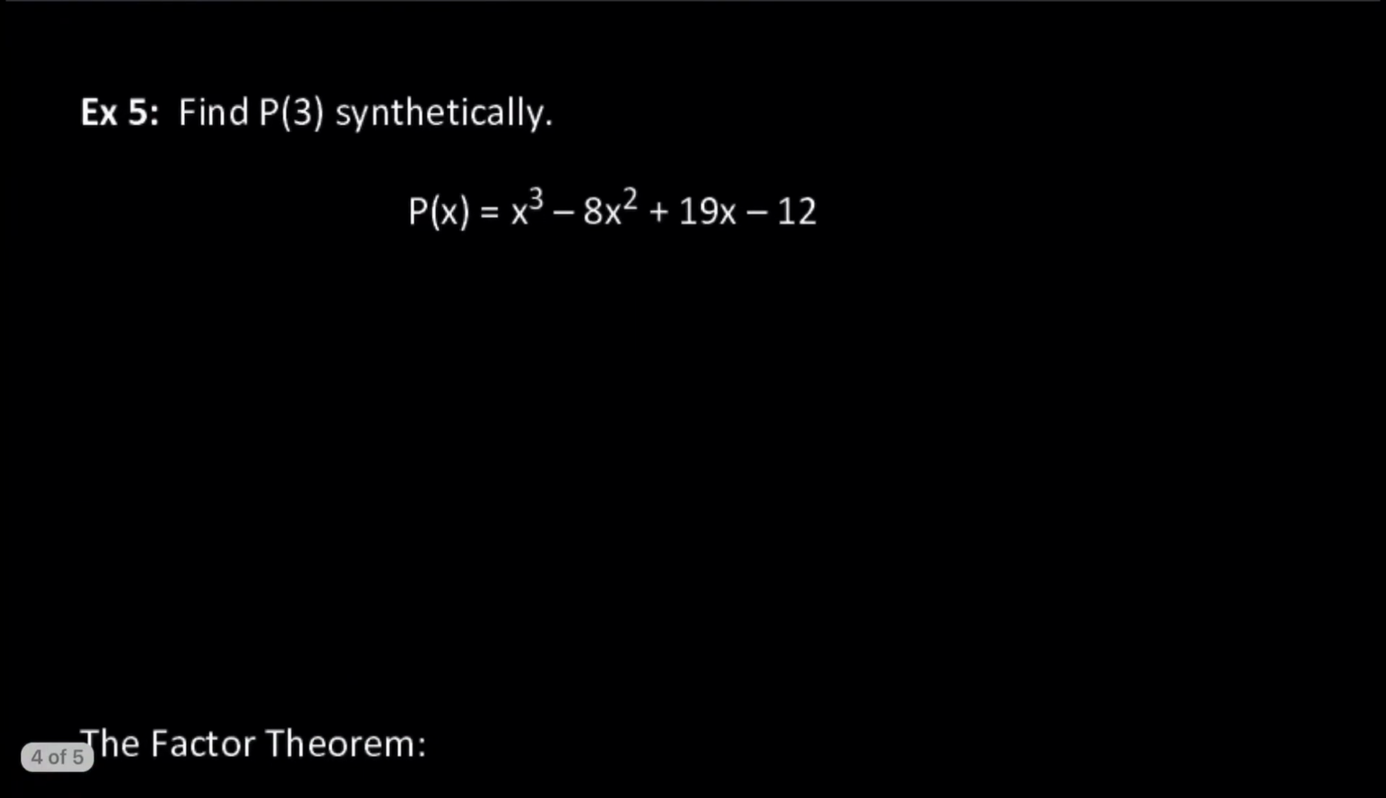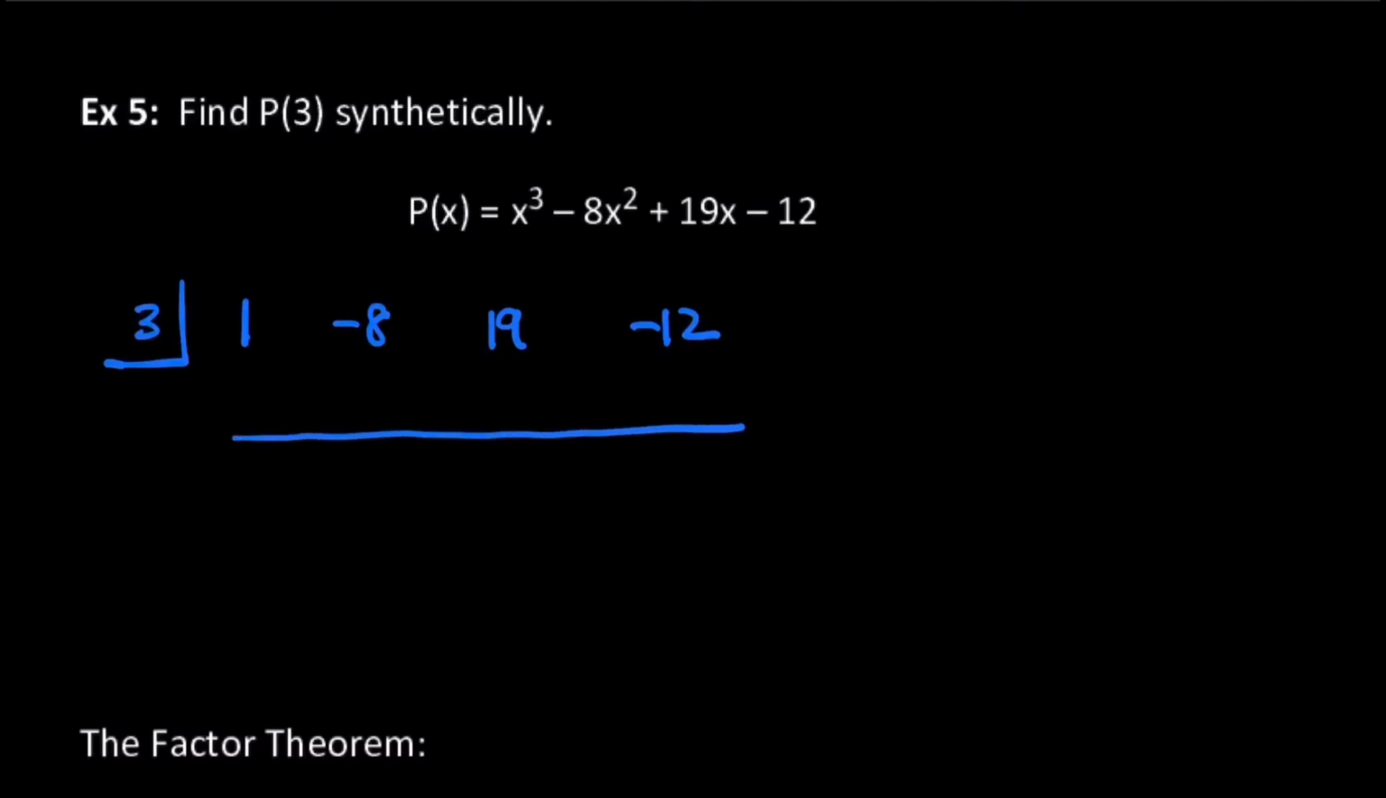All right, let's try a couple more here. Find p of 3 synthetically in this function. So it specifically says synthetically. That means I have to use synthetic division. That's going to go in the box. 3. My coefficients are going to be a 1, a negative 8, 19, and negative 12. Bring down, multiply, add, multiply, add, multiply, add.